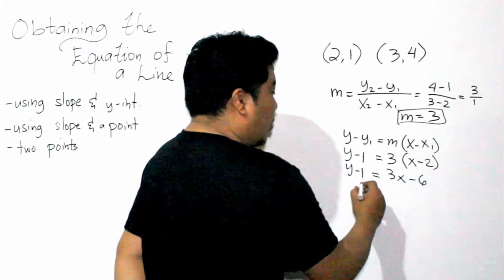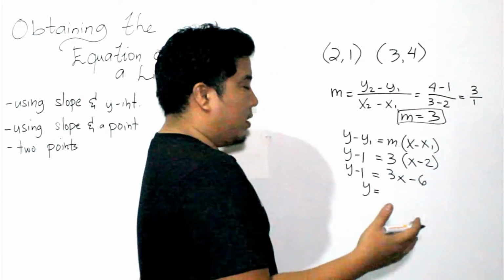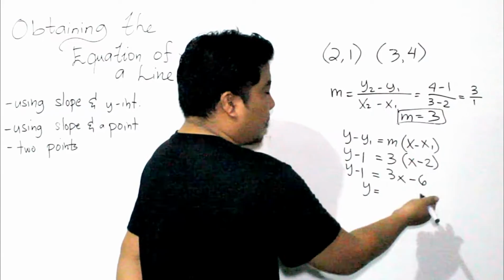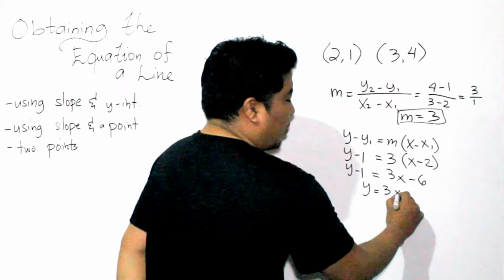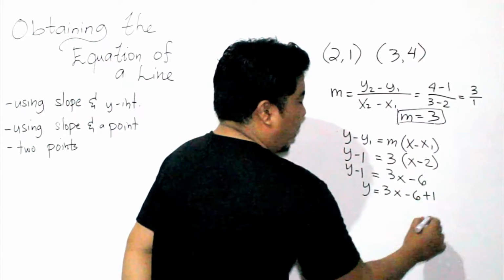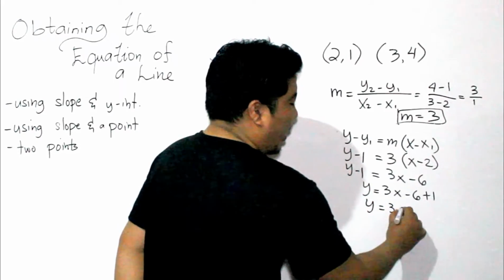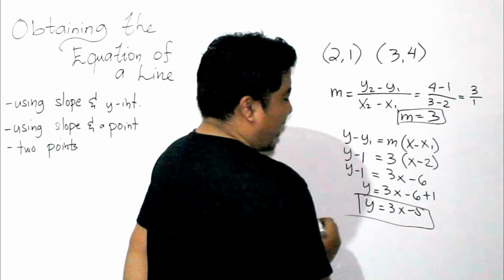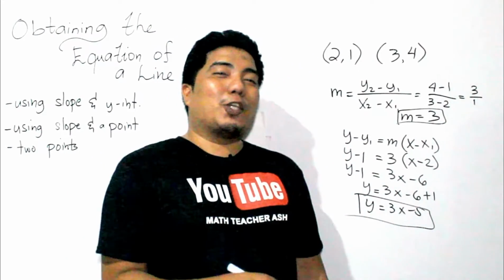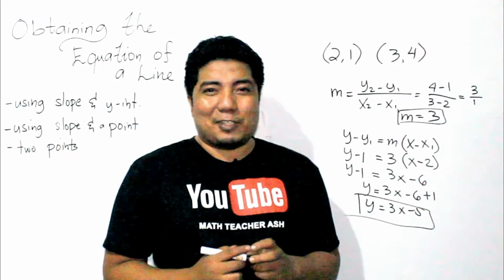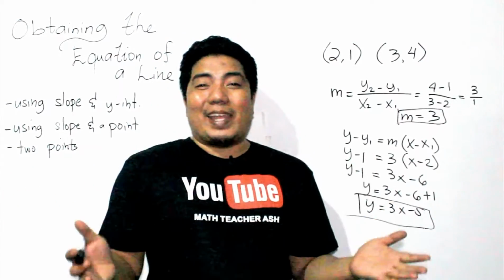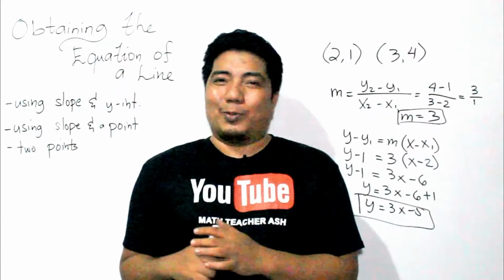And then you form your y is equal to mx plus b. That is the slope-intercept form. So you transpose negative 1. So that will give you 3x minus 6 plus 1. So finally, you have 3x minus 5. Okay. And that will be your linear equation for this given 2 points. Easy, right? And now, let us go to our final example for 2 points.